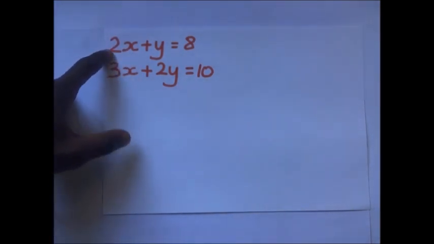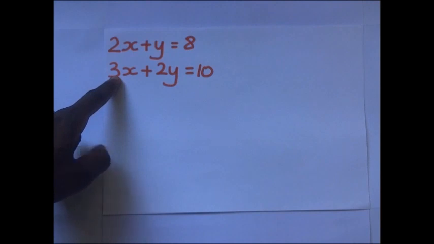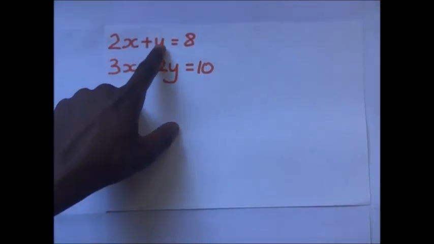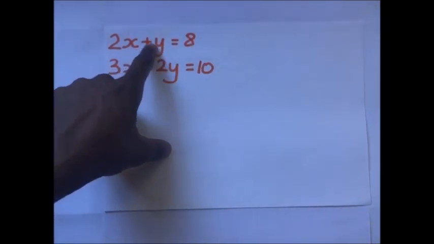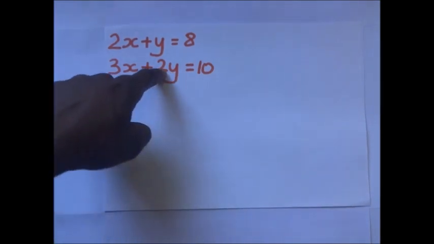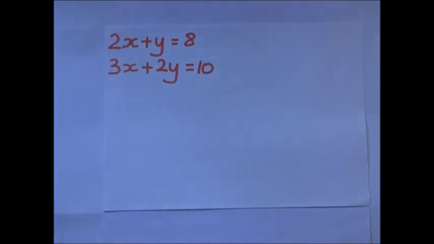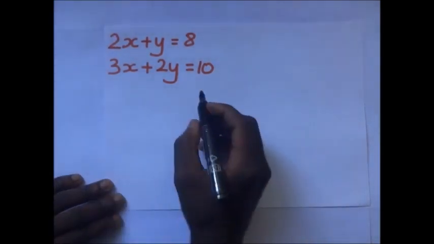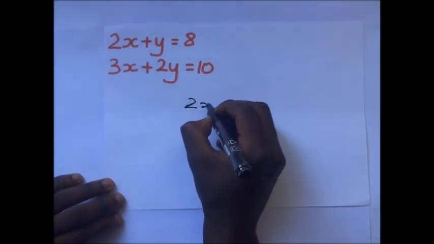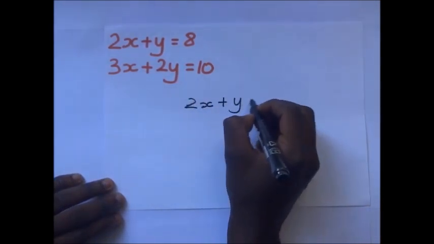But now we are faced with a circumstance whereby the coefficients are not 1, they are different. If you look at this number, the coefficient of x here is 2, the coefficient of x here is 3. If you look at this one, the coefficient of y here is positive 1, and the coefficient of y here is positive 2. Now, we look for what to eliminate. We can eliminate with either x or y, depending on us. So this is how we do it. It's going to become 2x plus y is equal to 8.